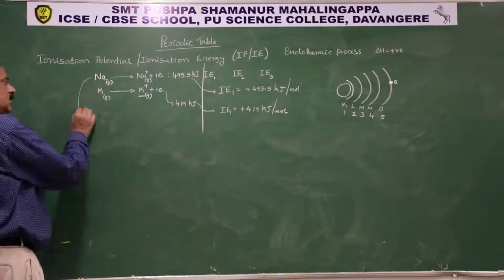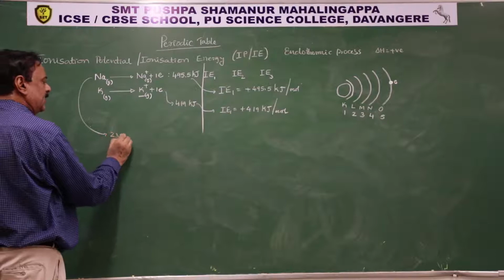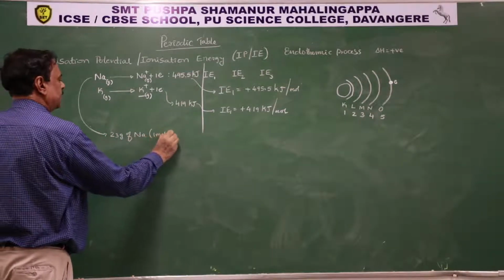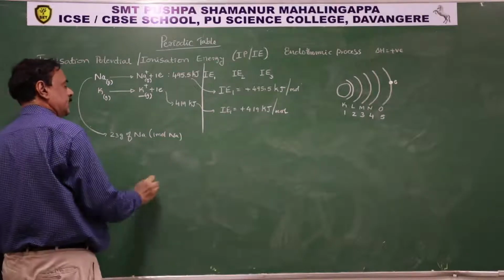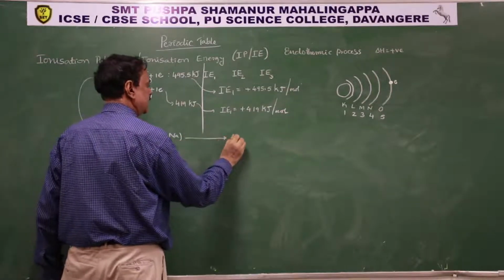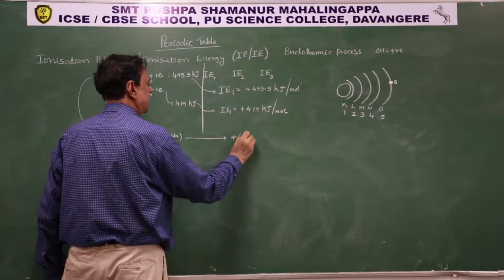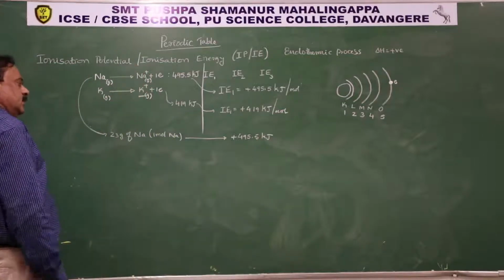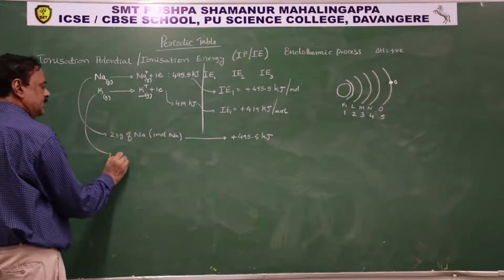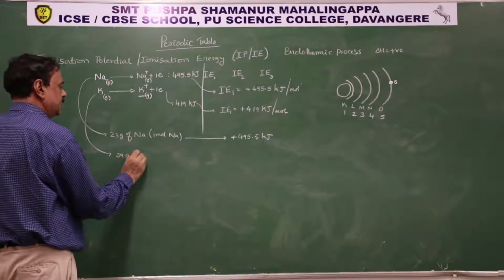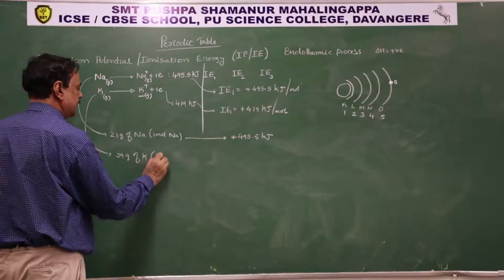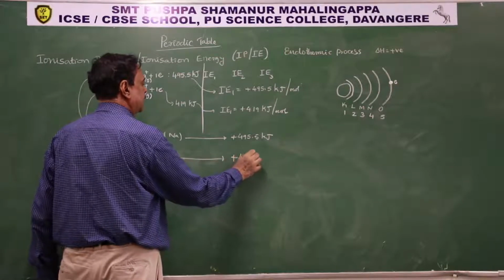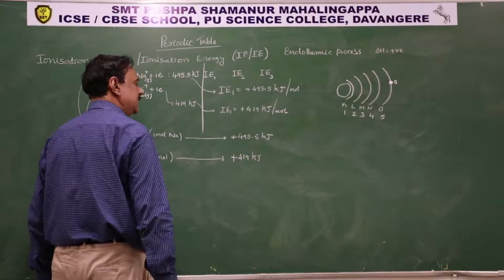This implies for 23 gram of sodium, that corresponds to 1 mole of sodium, it requires plus 495.5 kilojoules. Now what does it mean? That is for 39 gram of potassium, that corresponds to 1 mole, that is 419 kilojoules of energy is required.